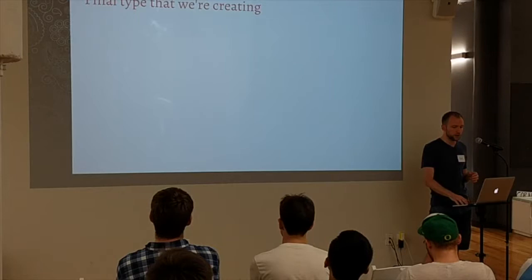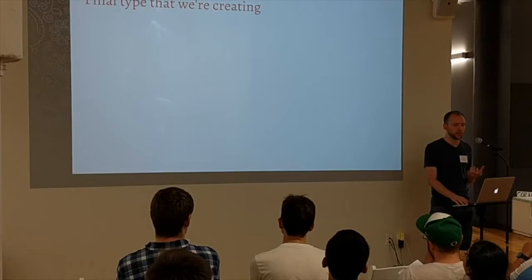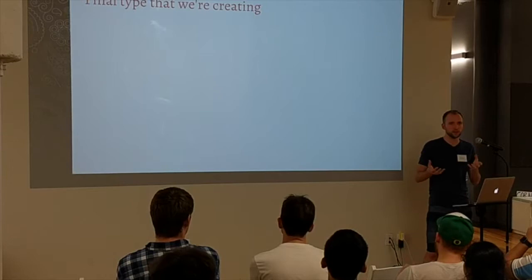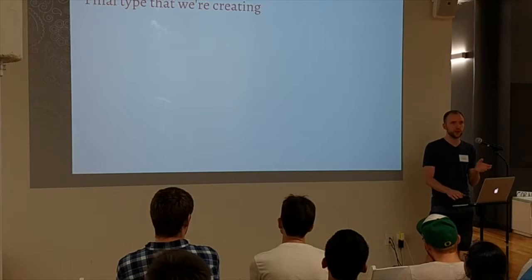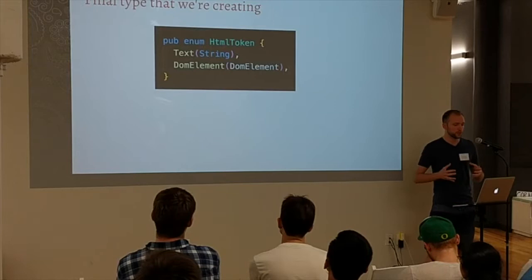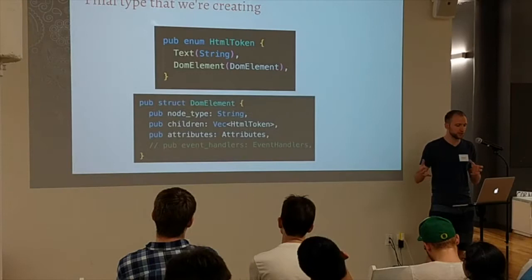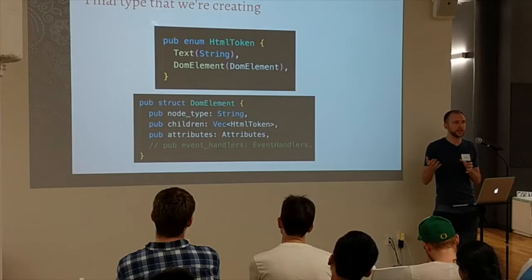But the final type that we're creating is this HTML token. If you imagine HTML, what can go in there? It can be a DOM node, it can be a string, and probably according to the spec, it can be like six other things, but we're going to really be focused on those two things. So text will be represented as a string, and the DOM element as a DOM element, which is itself a struct, which has a node type. It's going to have a vector of children, and it's going to have a hash map of attributes.